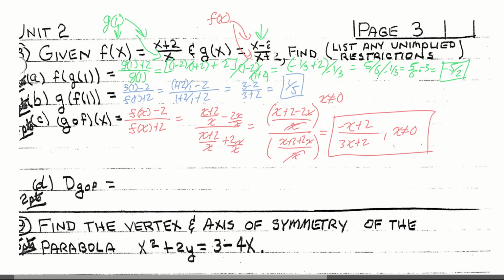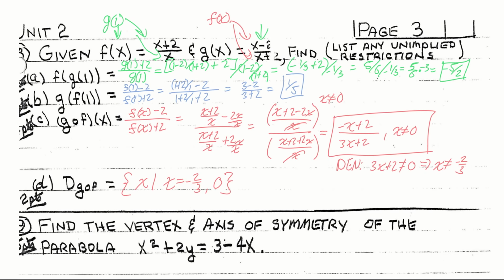Next thing is to find the domain for that. So we already know that x can equal 0, so the next thing we need to look at is the denominator. Where 3x plus 2 cannot equal 0, which implies x cannot equal negative 2/3. So for all given values of x cannot equal, and you must go in ascending order, so negative 2/3, comma, 0, close bracket. Right? So that is our first problem with functions.